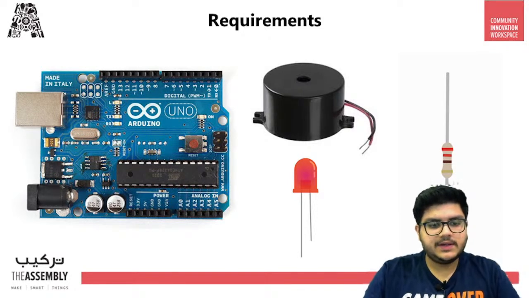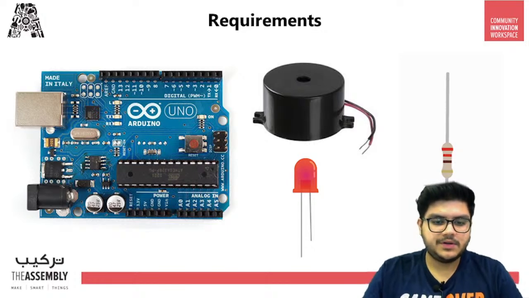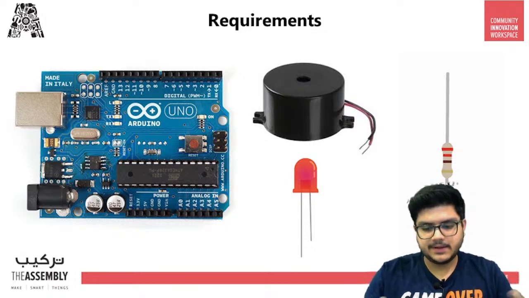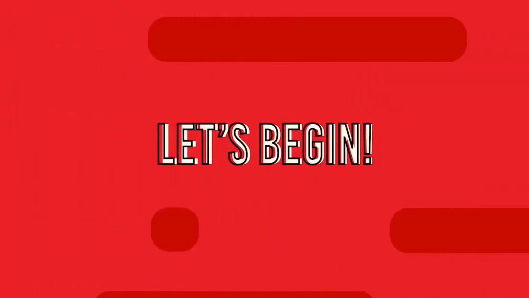Now the requirements are pretty simple. We obviously need an Arduino Uno. We need a buzzer for getting the output, an LED, this can be any color of your choice, and a resistor. A 220 ohm resistor is preferred, but if you have any other bigger value, that might as well work, but it might decrease the luminosity or the brightness of the LED, but it's fine. And yeah, let's get started.